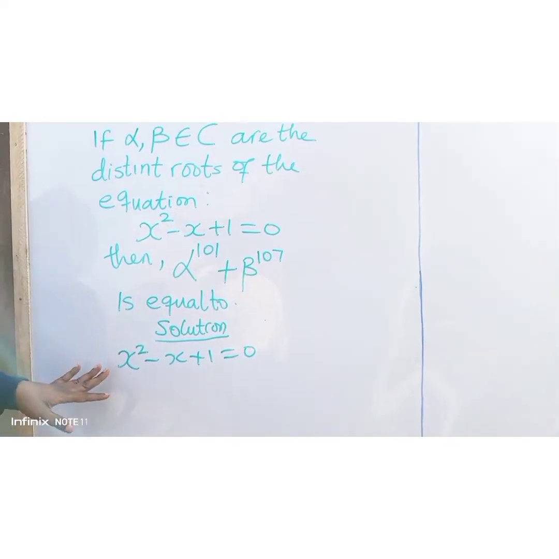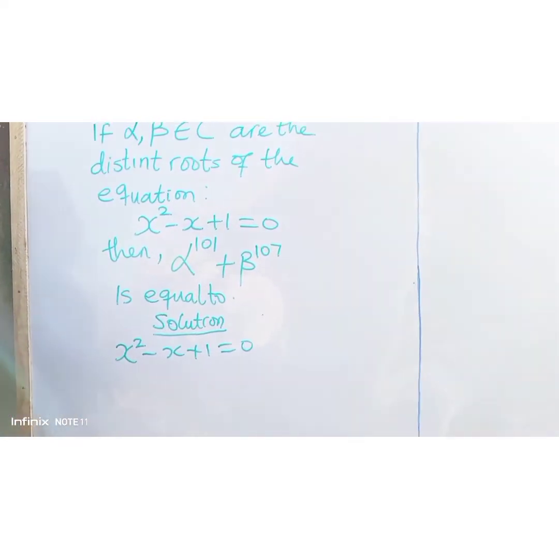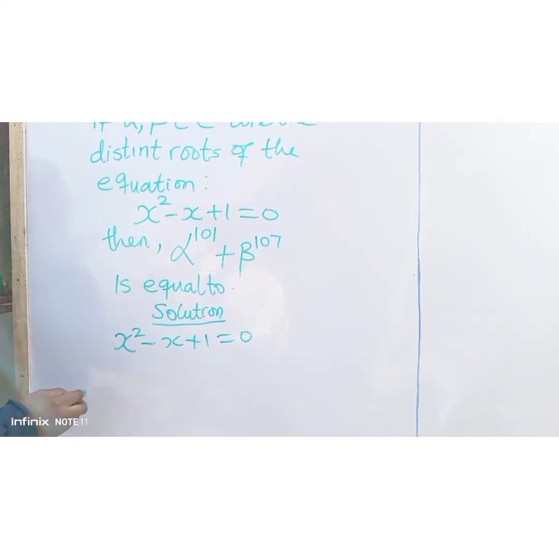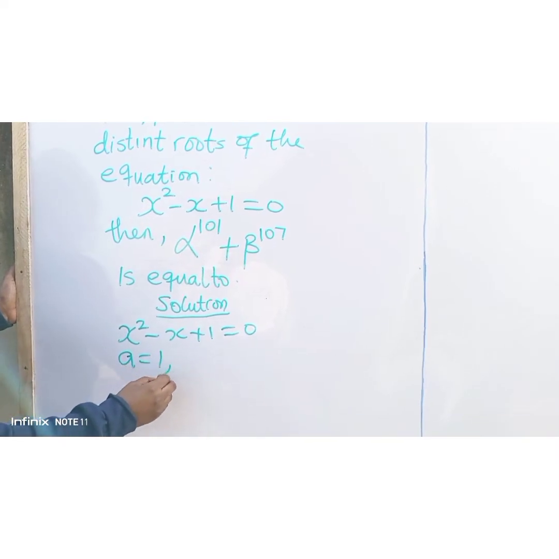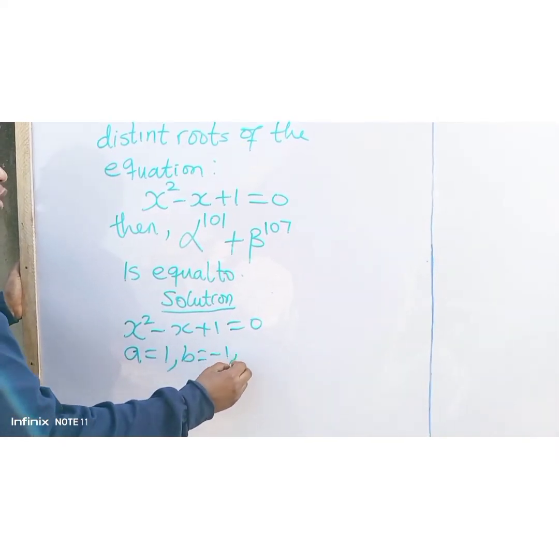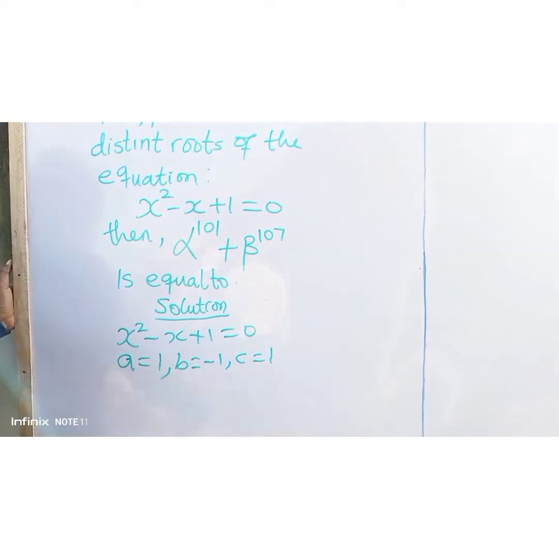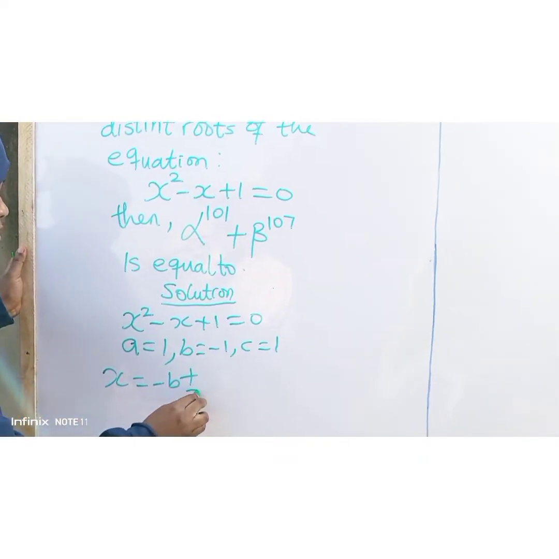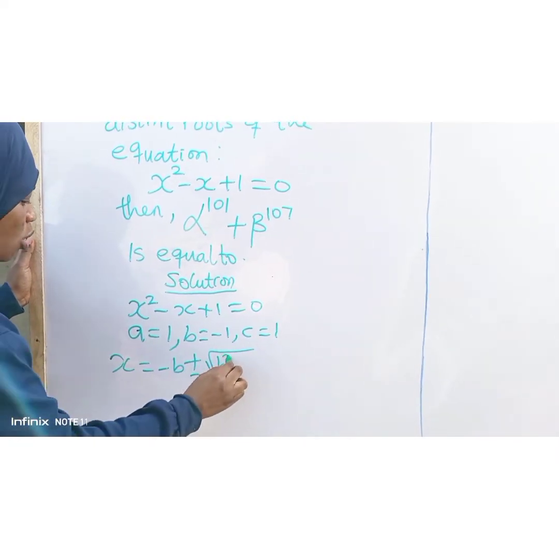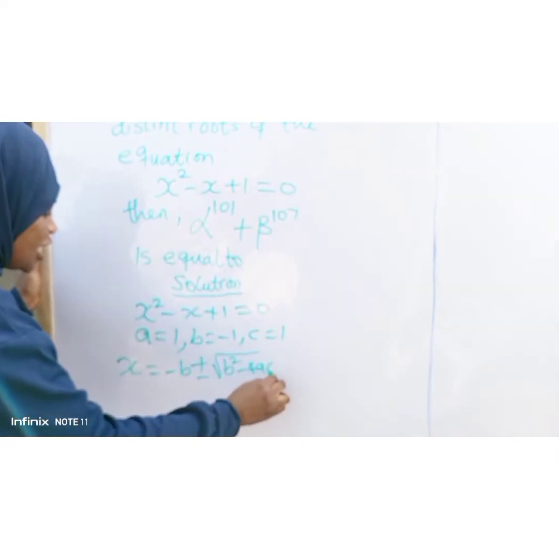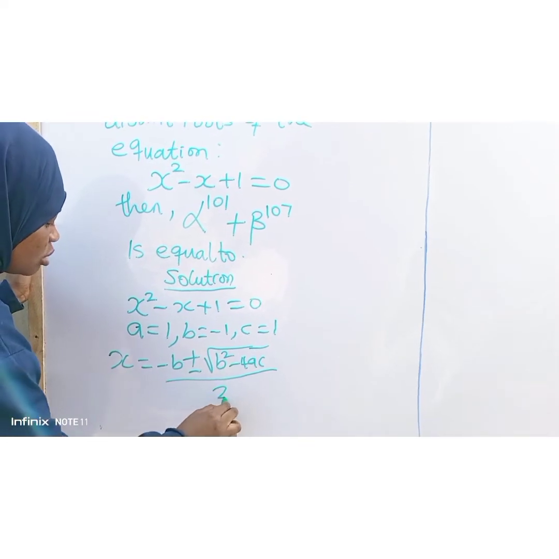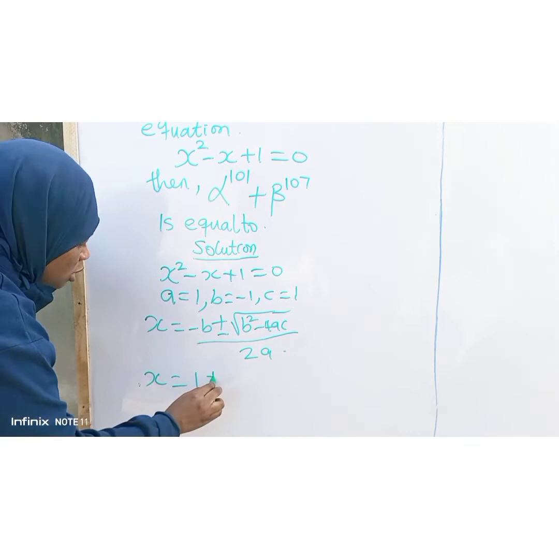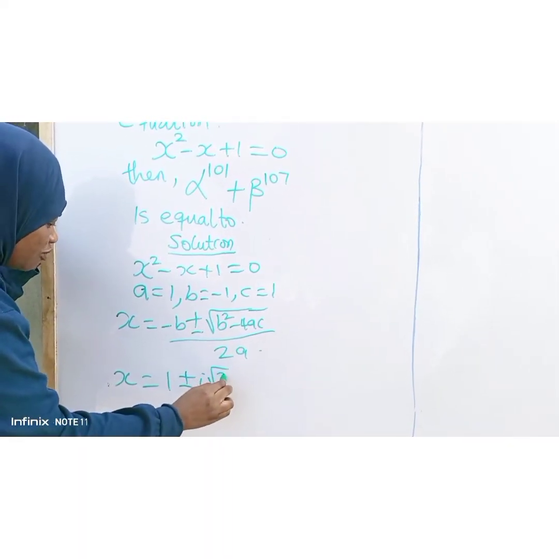Now, solution. If you look at this quadratic equation, you can see that it is not factorizable, so we are going to use the formula method. A is equal to 1, B is equal to minus 1, and C is equal to 1 as well. So x is equal to minus B plus or minus the square root of B squared minus 4AC, everything divided by 2A. Let's substitute.